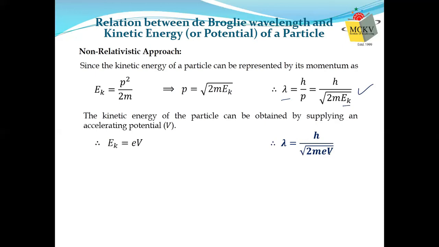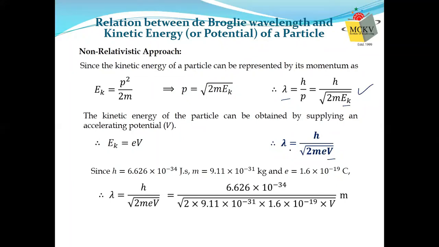Now, if we consider the particle as electron, then all the quantities here except V are known for electron. We know Planck's constant, mass of electron and charge of electron are also known. So if we put those values in lambda, then the wavelength of the de Broglie wave comes out to be 1.227 into 10 to the power minus 9 by root V in meter. In angstrom, the value will be 12.27 by root V. Therefore, if the accelerating potential supplied to the electron is known, that is V is known, then from this formula we can directly estimate the wavelength of the matter wave or de Broglie wave.